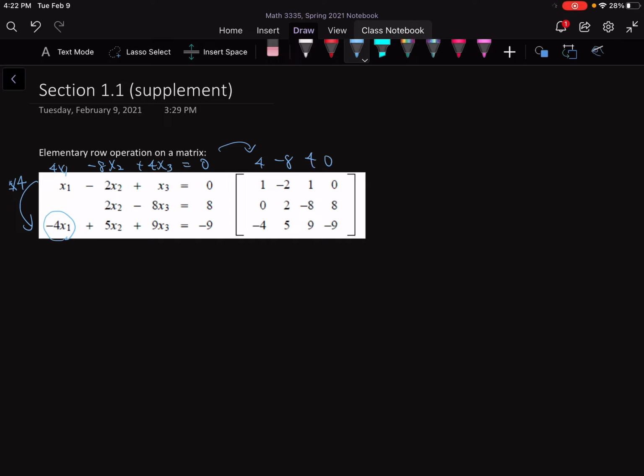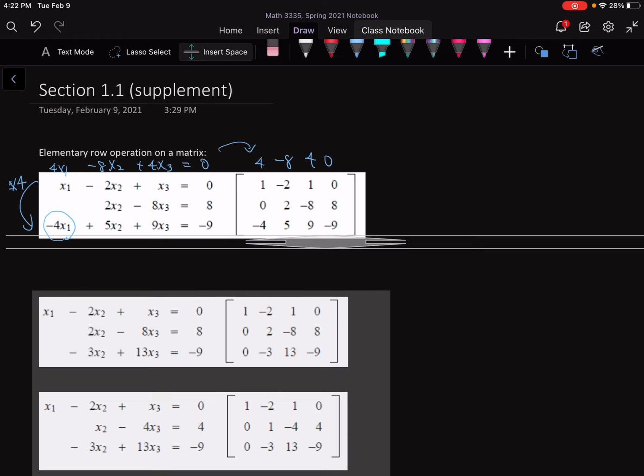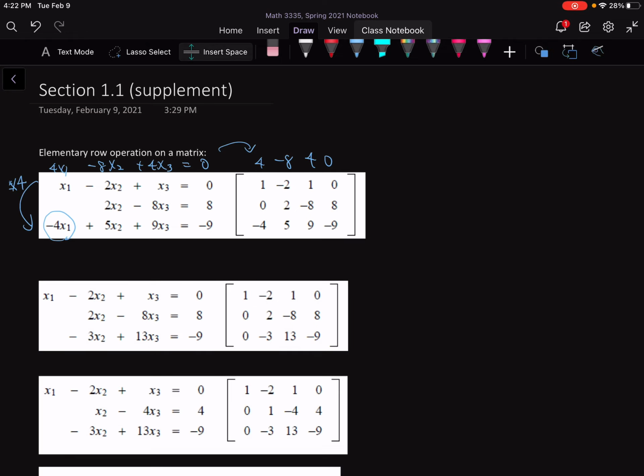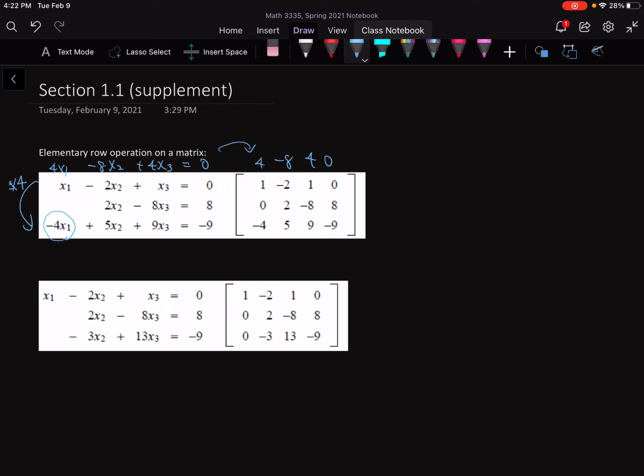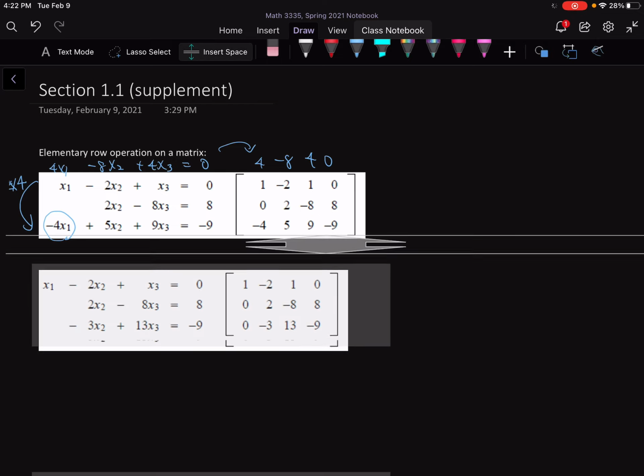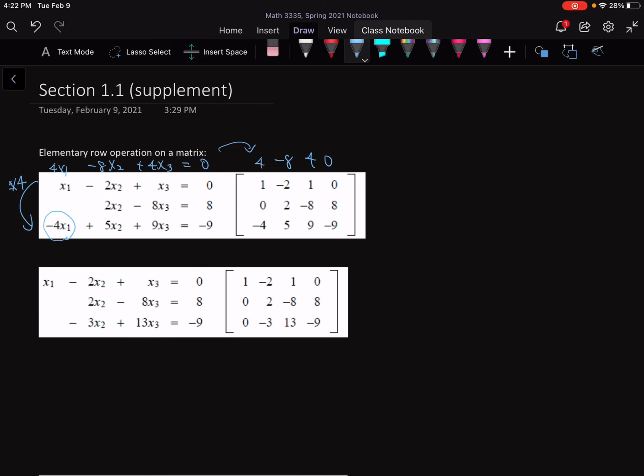So when added to row 3, what do we obtain? What you have is this. You cancel out 4x1 and x1 cancels out. Negative 8x2 plus 5x2, you get negative 3x2. 4x3 plus 9x3, you get 13x3. Same thing similarly for the number.